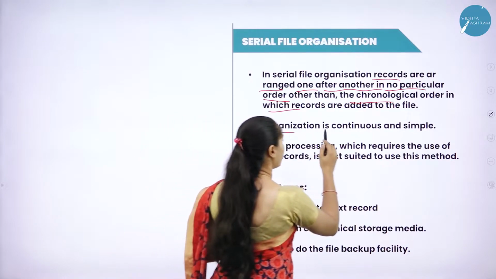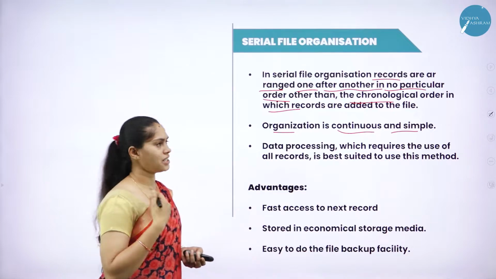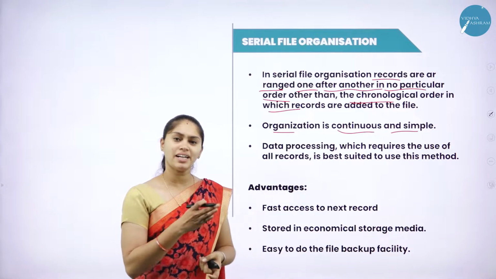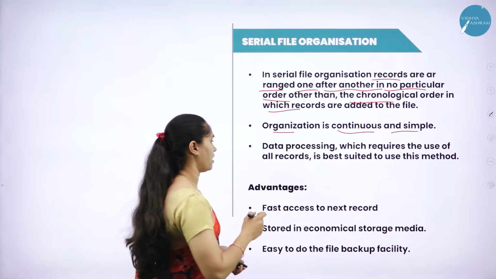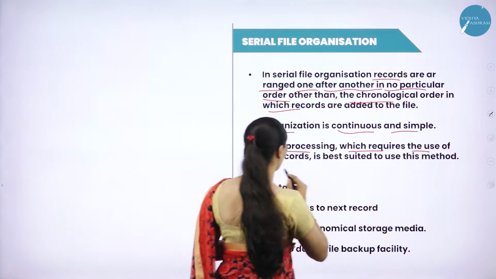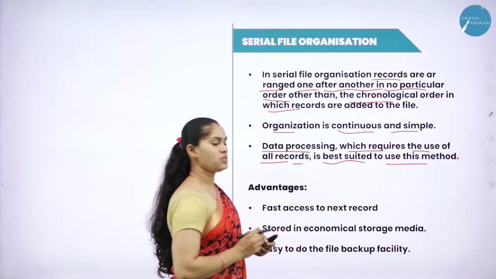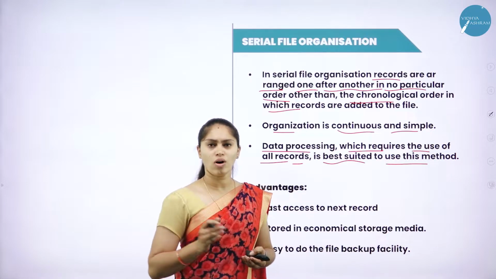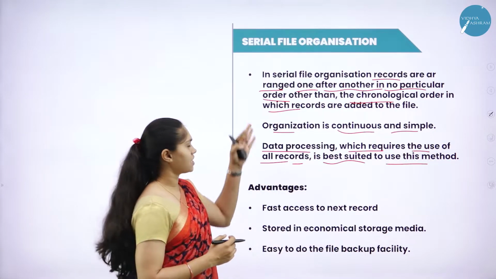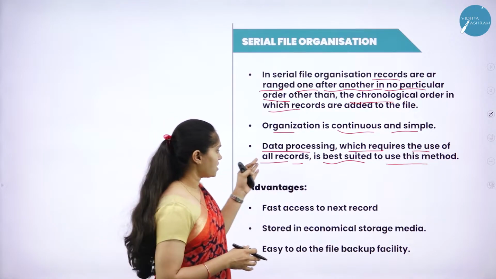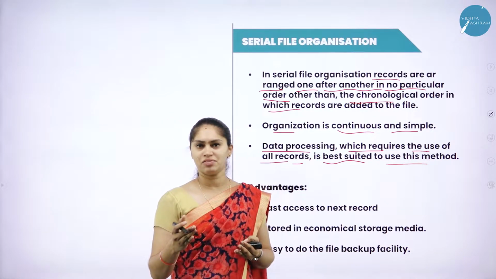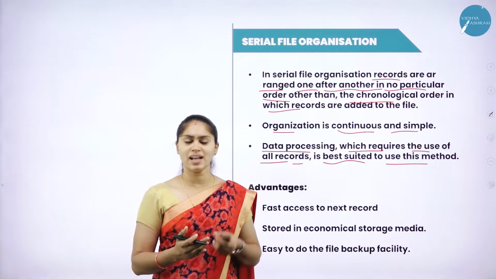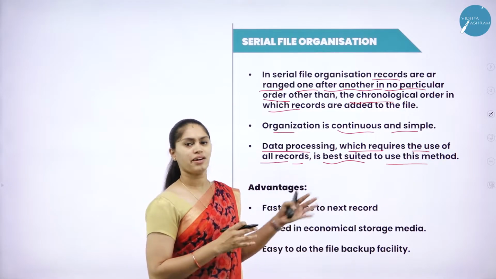And also here the organization is continuous and simple, because serial in the sense of sequential, it is continuous in nature and somehow simple. Data processing which requires the use of all the records is best suited to this method. For example, I have 100 records and I want to access all of them. At that time I go with serial file organization. Why? Because in this method of data processing, I require all 100 files, and I don't want to leave any file out. So if I want to use all the files from the first file to the last file, then the serial file organization method will be a very good method.